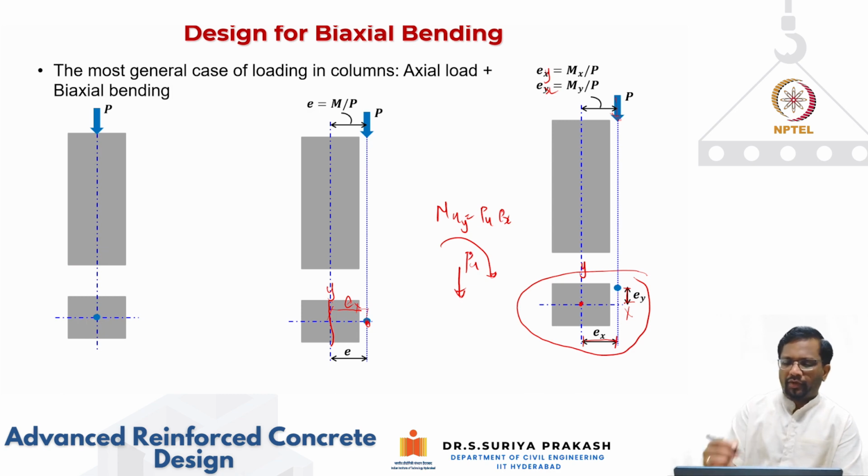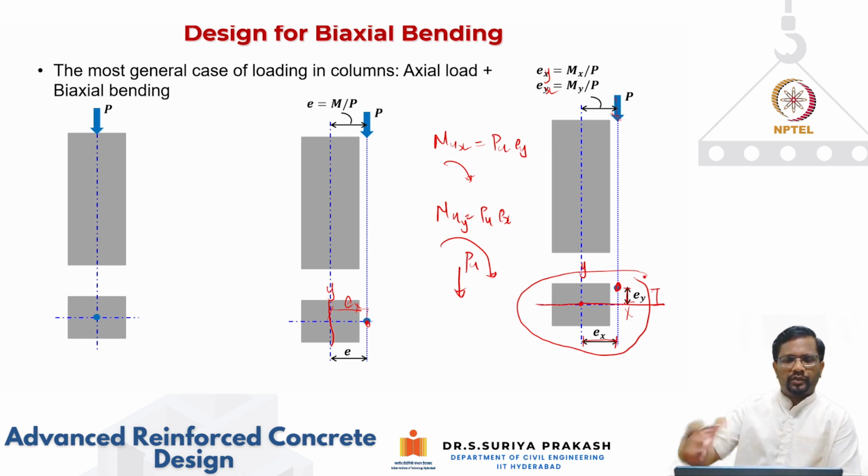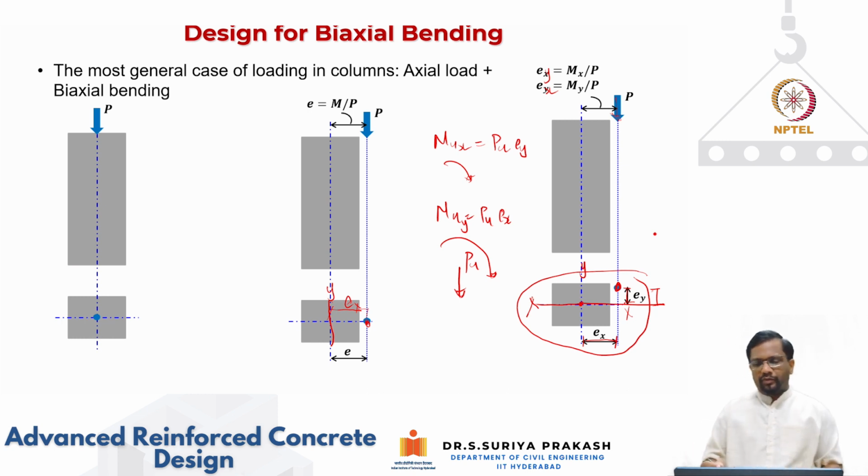Similarly, you will also have the other bending moment, let's say this is Mux, that will be equal to Pu multiplied by Ey. Because if I take bending about this axis, this force is at an eccentricity Ey. That is why we are writing the bending about the x-axis as Pu times Ey. This is the sign convention that we are going to follow.